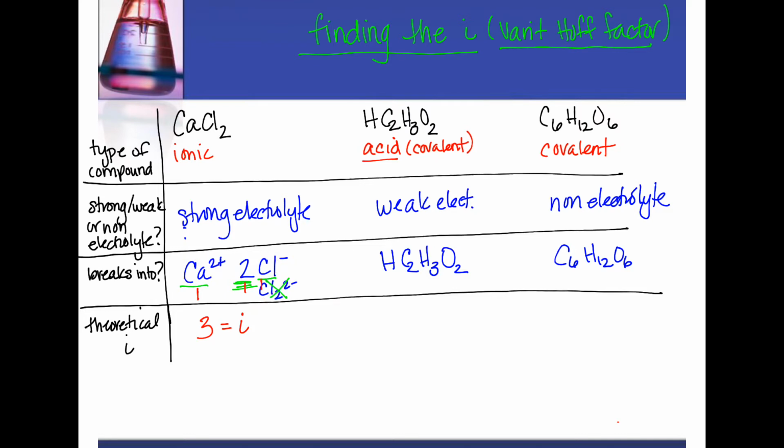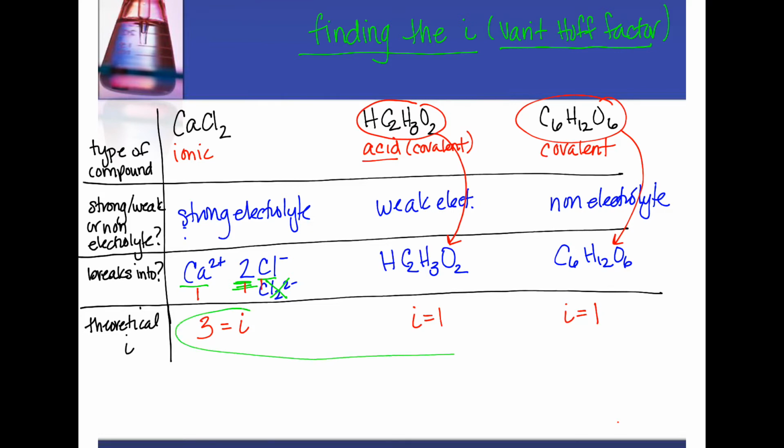All right, let's continue on to our acetic acid. So acetic acid starts as a molecule. It only produces 1 particle for every molecule, so its Van 't Hoff factor is 1. And same thing with our glucose. It only produces 1 particle for every 1 molecule, so its Van 't Hoff factor is also 1.